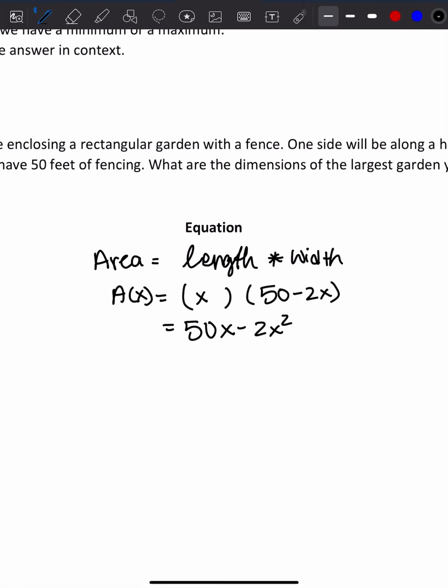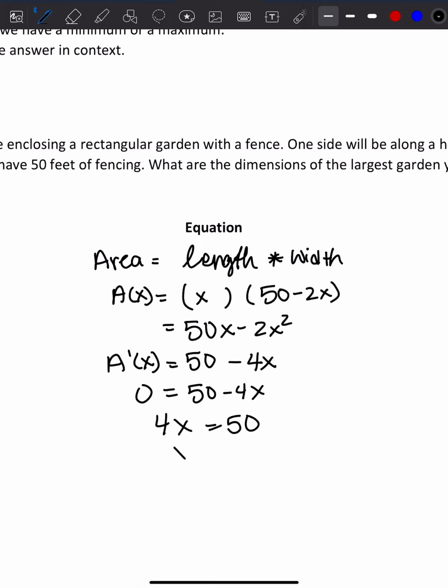Now we're at the point where we want to find our critical values. So we're going to take our derivative. We have 50x minus 2x squared, so the derivative is 50 minus 4x. Now we need to find our critical point, so we set this equal to 0 and solve. So 0 is equal to 50 minus 4x, and then we solve for x. I get that x is 12.5.